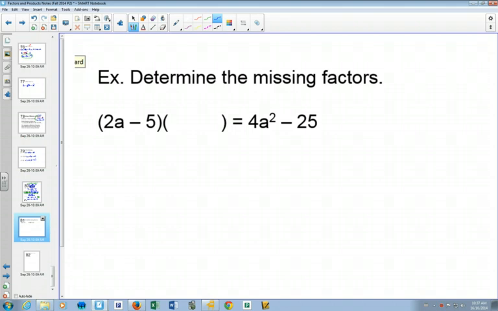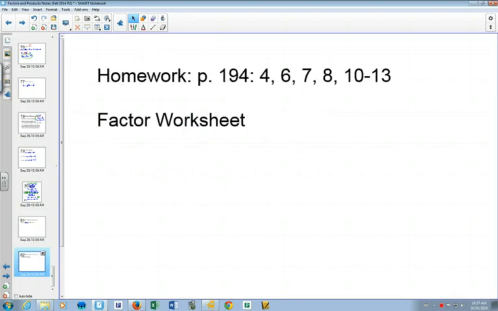So what's missing? The 2a plus 5. Excellent. And that's all there is for this unit. I've already given you the big factor worksheet. You'll notice as you get to the white one near the end, there's some difference of squares on there. I can go back.